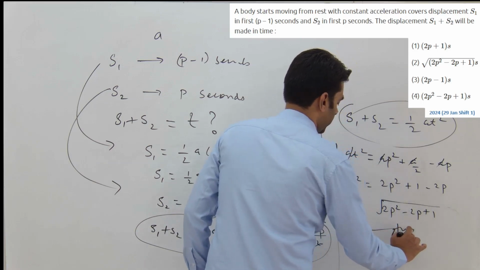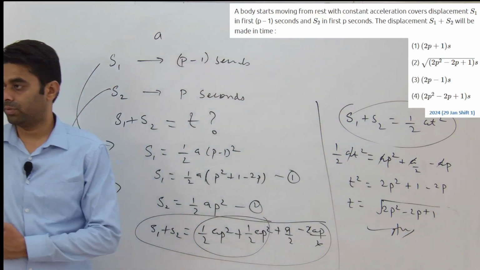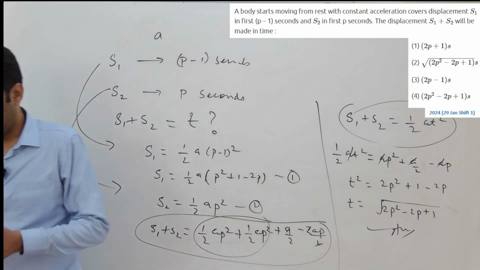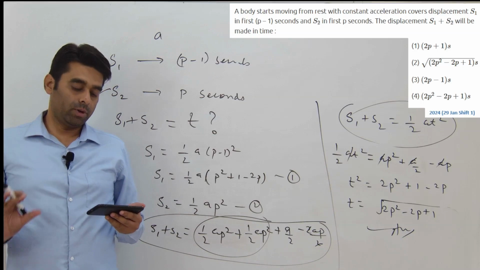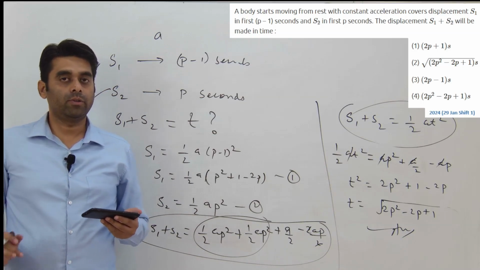This is our answer. Now please check the options. Which option have they given? This one, 2 root over 2p square minus 2p plus 1, option number 2. Option number 2 is our correct answer. Let's move to the next question.